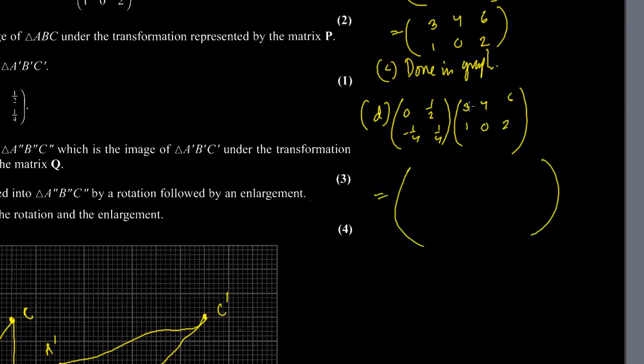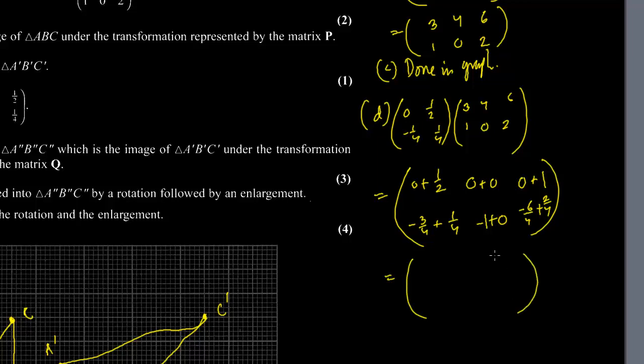So when we multiply this, 0 into 3 is 0, plus half into 1 is half. So this would be 0 plus half. Then this row with this, 0 into 4 is 0, half into 0 is 0. So this is 0. 0 into 6 is 0, plus half into 2 is 1. Then the next row, minus 1 by 4 into 3 is minus 3 by 4, plus 1 by 4 into 1 is 1 by 4. Then minus 1 by 4 into 4 is minus 1, plus 1 by 4 into 0 is 0. Minus 1 by 4 into 6 is minus 6 by 4, plus 1 by 4 into 2 is 2 by 4.